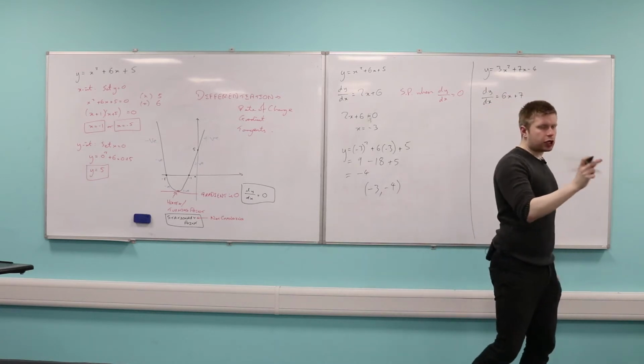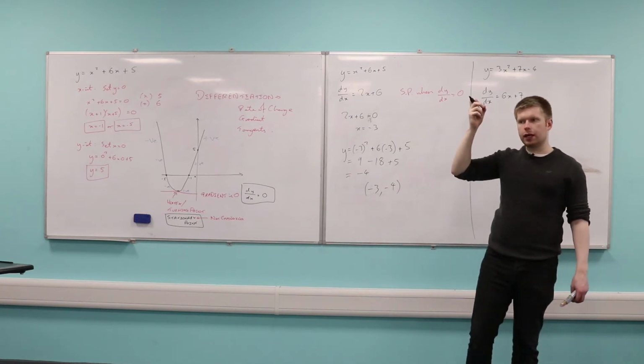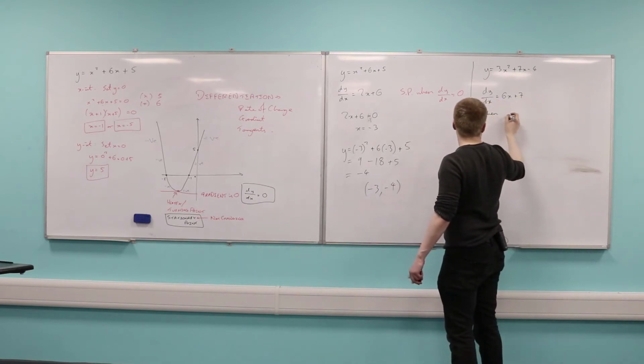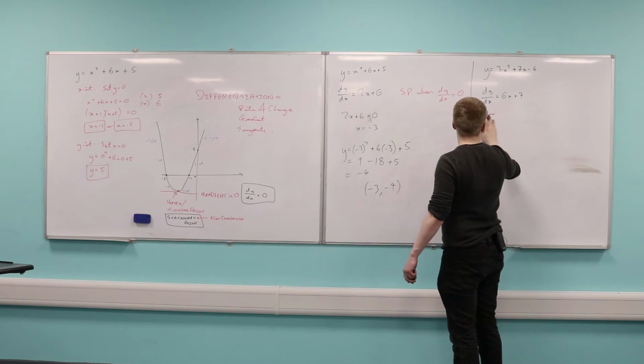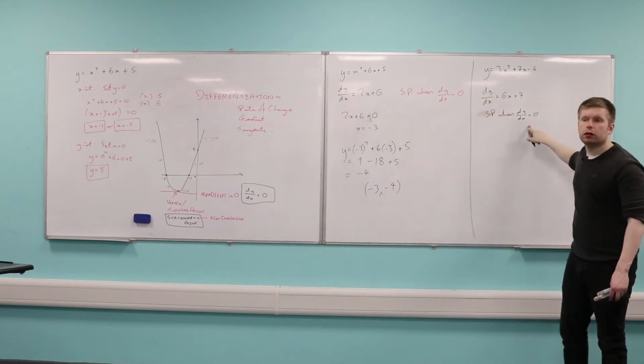Now what do we need to do? Because we're after the stationary point. So we need the point where the gradient is... So we want the stationary point. So stationary point when the gradient is equal to 0. I always encourage you to write that down, okay, because it does remind you.